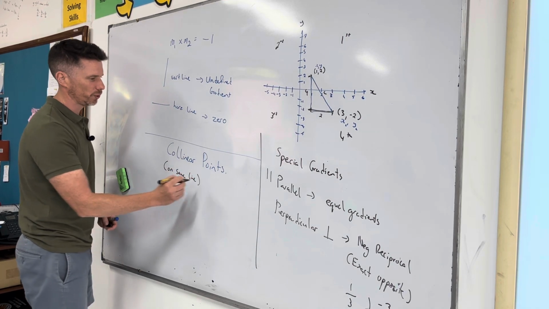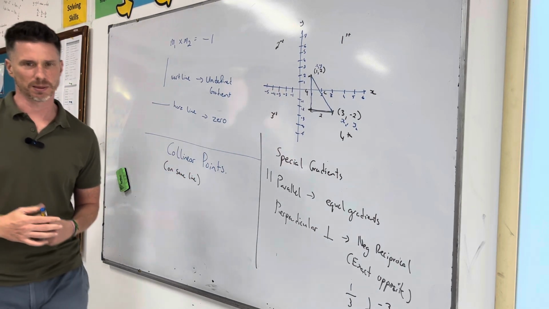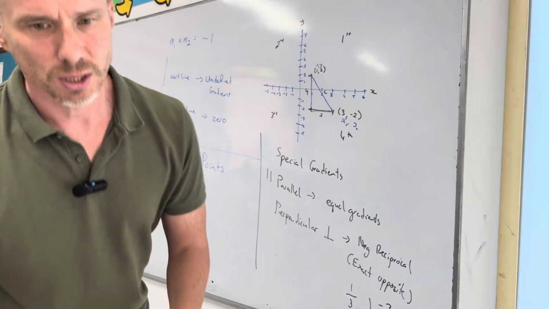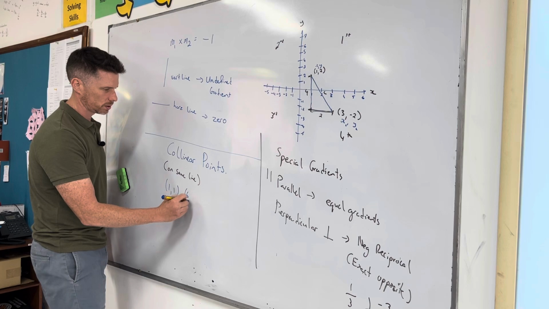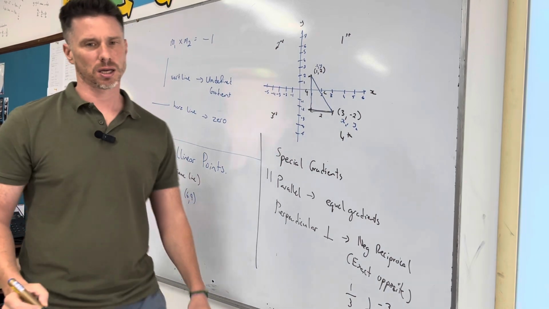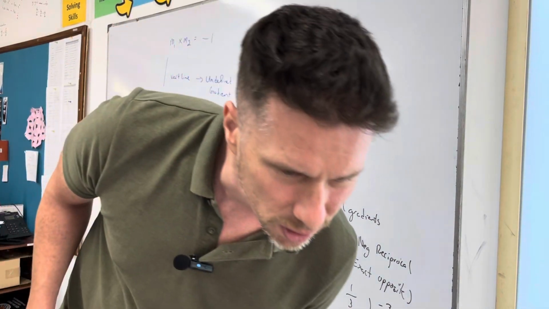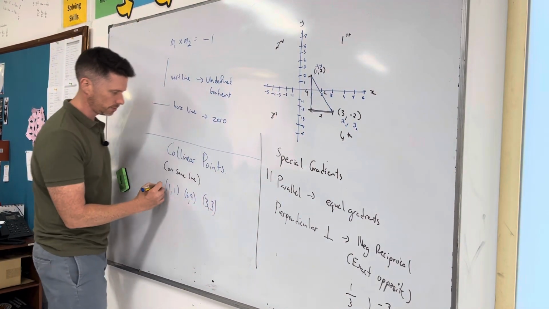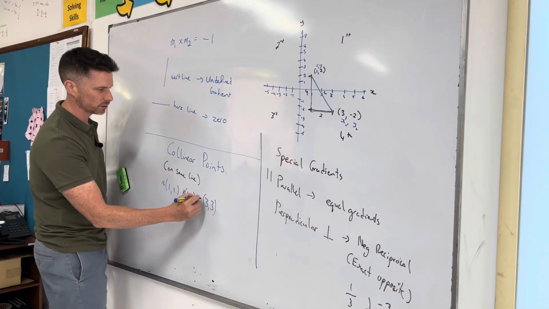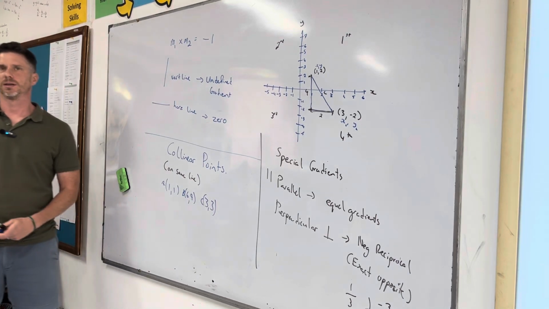How do I show that points are on the same line? Let me give you 3 points. I have them written down: 1, 1, 6, 9, and 3, 3. Let's call them A, B, and C. How do I know if these are on the same line or not?